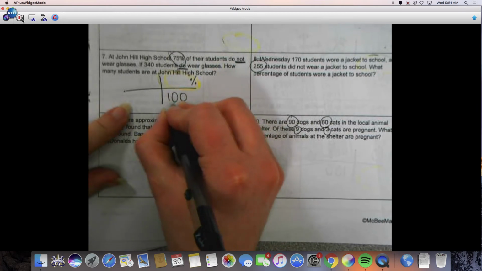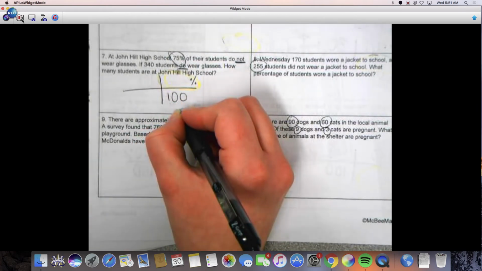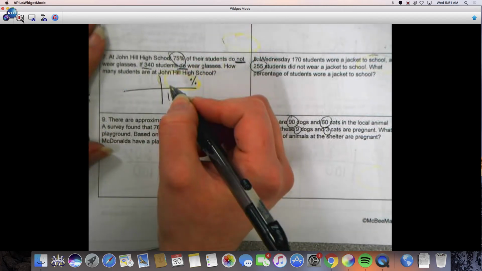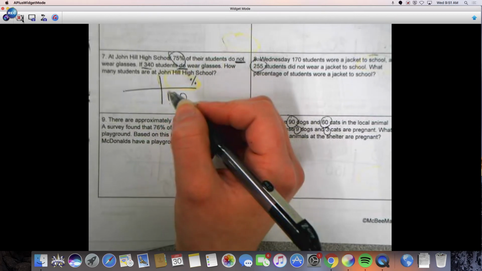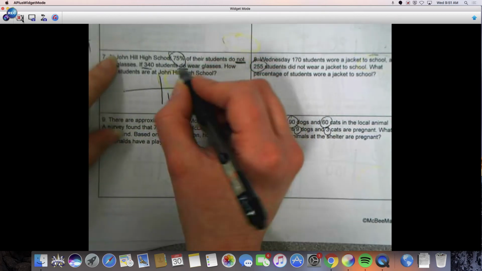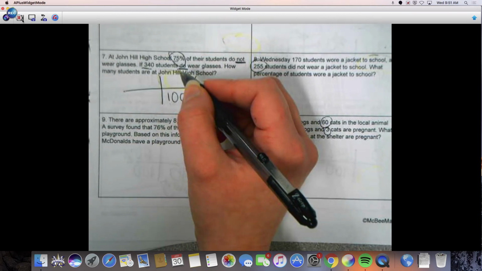So we already have 100 down here, and that is our whole, right? Okay? Is 340 a whole? No, they want to know about the whole number of students, and that's not a whole, okay? They give us 75%. Naturally, where would we put that? On the percent, but we're not going to.